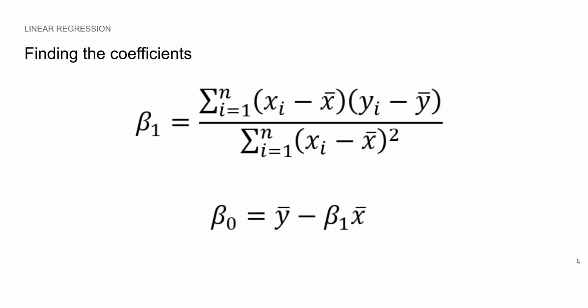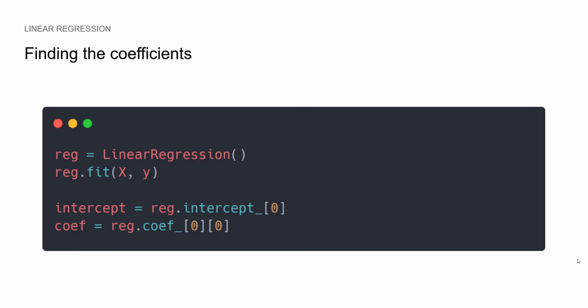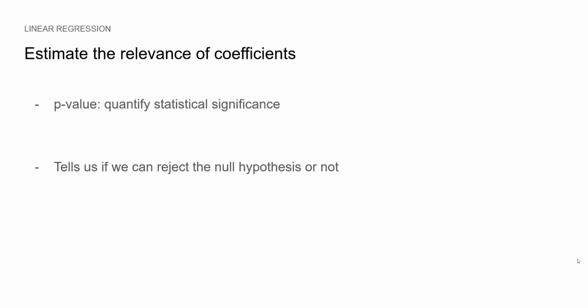For simple linear regression, you can find the parameters analytically with these formulas, where x bar is the mean of the independent variable and y bar is the mean of the target. Now, of course, in practice, we will use Python to estimate those parameters for us. Here, you can see we first initialize the model and then we fit on x and y. And then we can retrieve both the intercept and the coefficient, as you can see here.